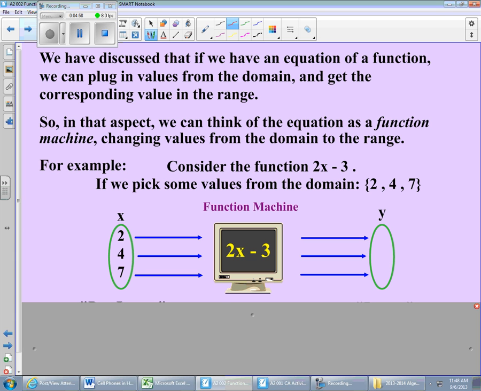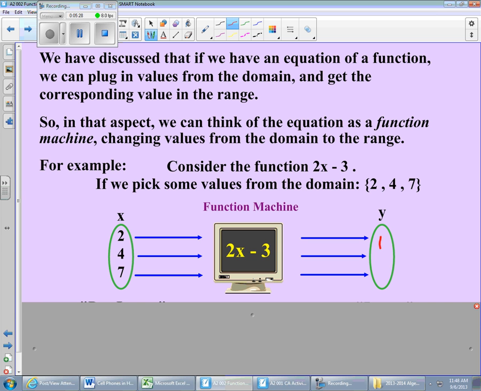Okay, and one at a time, these values will find their way into the function machine, and the machine produces a result. So for example, the first value that we have, the 2, is going to go into the function machine. The 2 will take the place of x, in which case we have 2 times 2, which is 4, and then when you take away 3 from that, what comes out of the function machine is a positive 1.